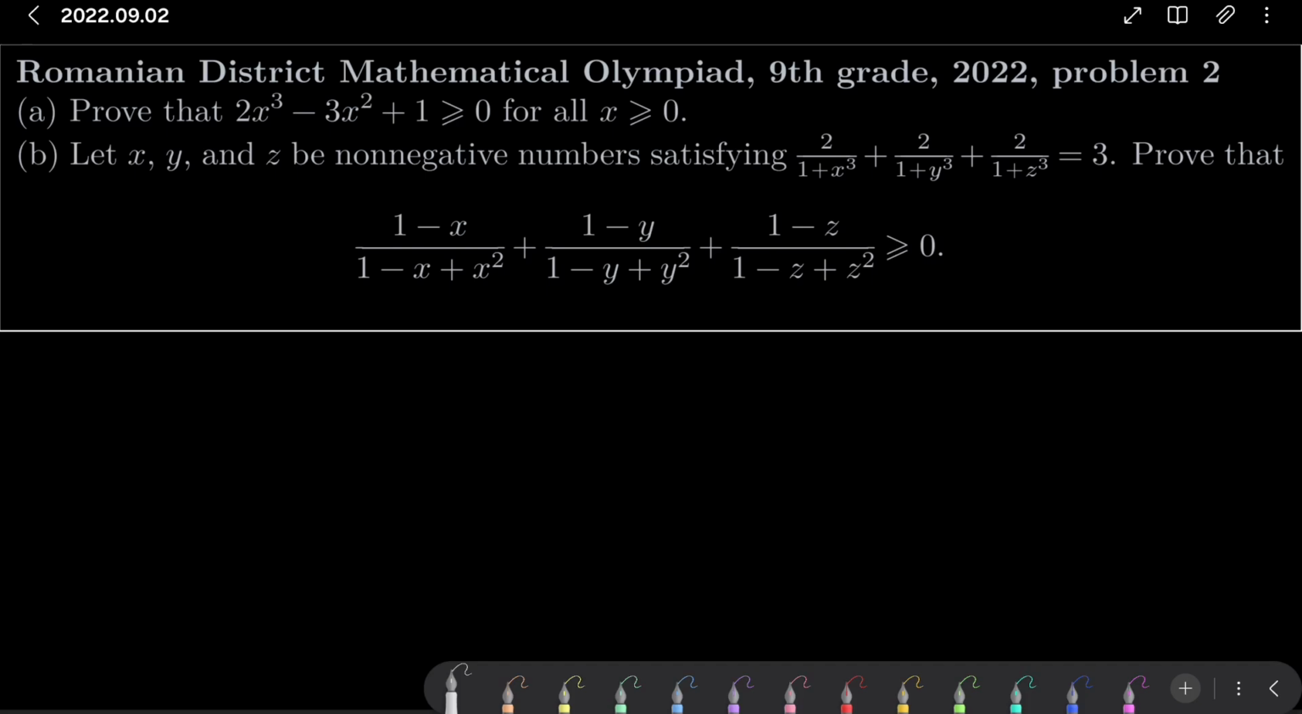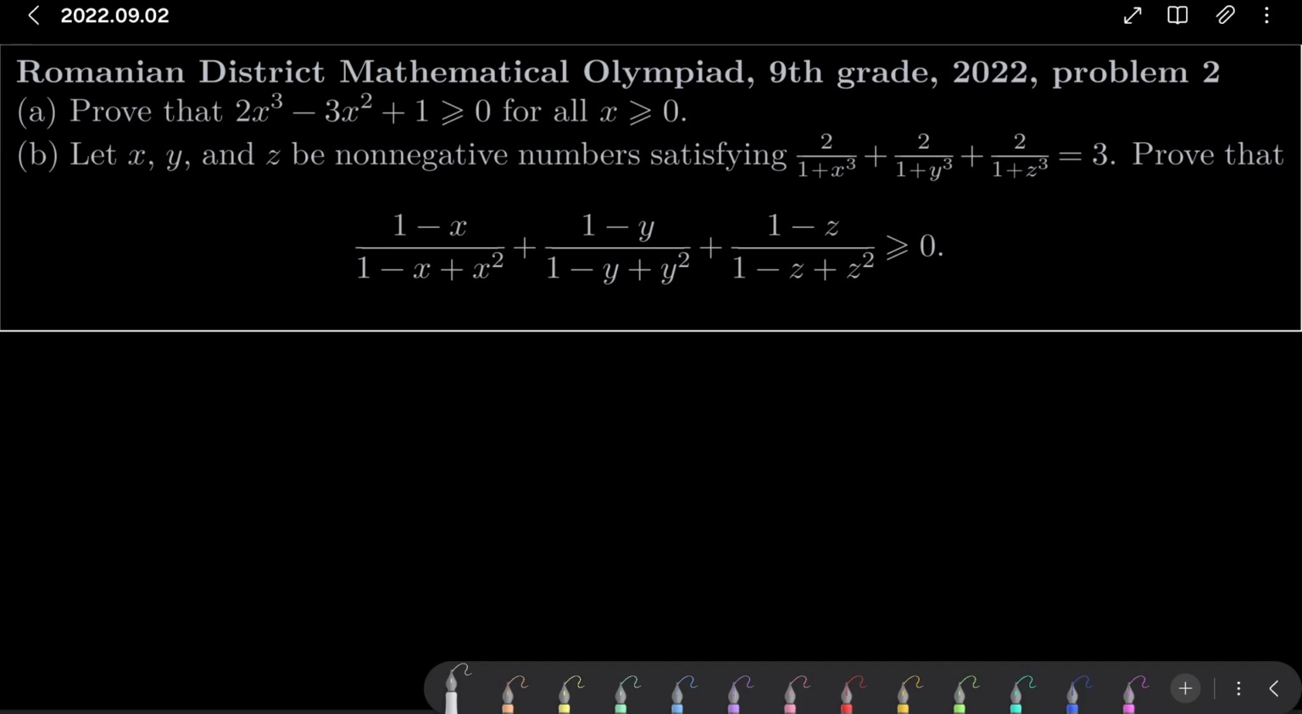And part B, let x, y, and z be non-negative numbers satisfying the following condition: 2/(1+x^3) + 2/(1+y^3) + 2/(1+z^3) = 3. We wish to prove that (1-x)/(1-x+x^2) + (1-y)/(1-y+y^2) + (1-z)/(1-z+z^2), this entire sum, is greater than or equal to 0.